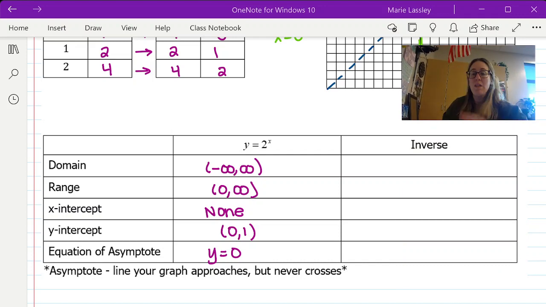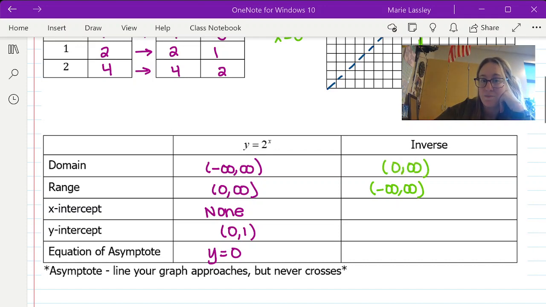All right, so if the domain of our original function is negative infinity to infinity, and we're swapping our x and y values, that means the range of our inverse would be the same as the domain of the original. So our inverse range is negative infinity to infinity. If the range of the original function is 0 to infinity and we're just swapping x and y's, that means the inverse should have a domain of 0 to infinity.